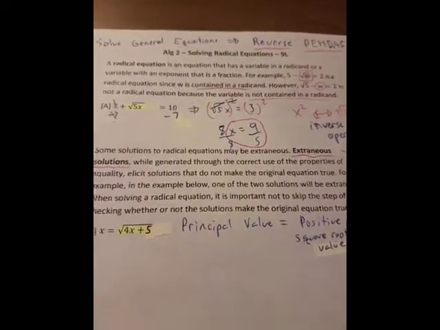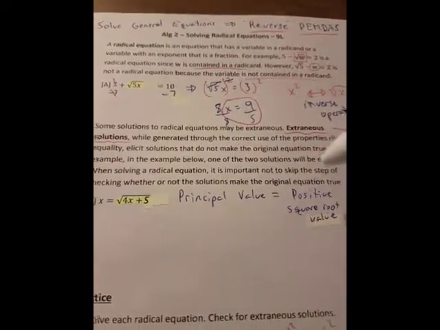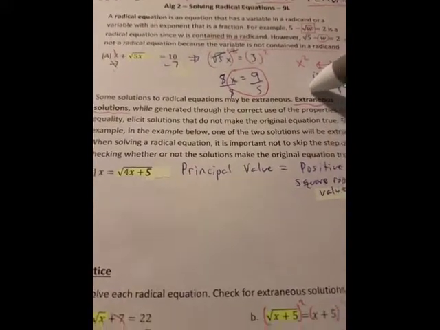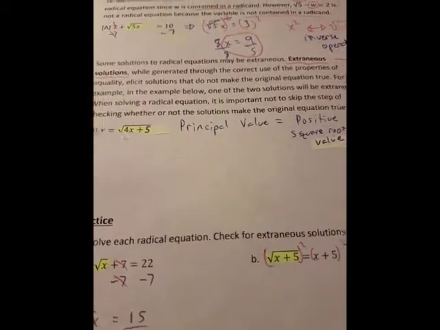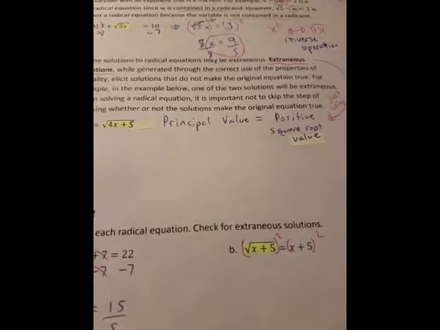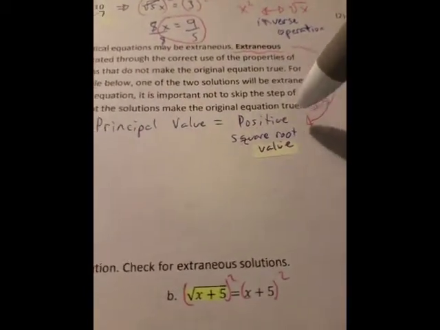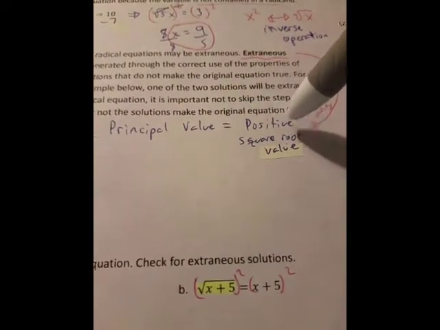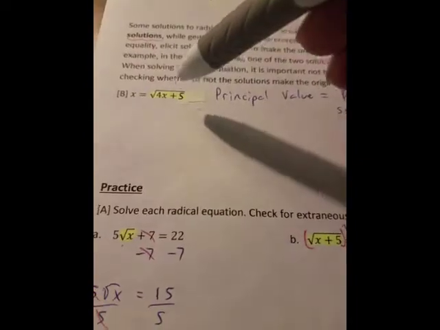Now, sometimes radicals give you one solution and sometimes they give you two, but there's this thing called extraneous solutions, which has to do with some of the solutions not being an actual solution to the original equation. It all has to do with this: you have to use a principal value, which means the positive square root value.